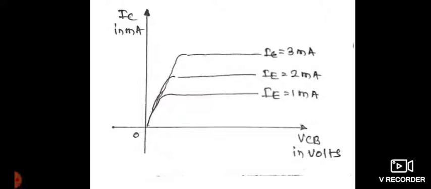Now, if we keep IE equal to 1 milliampere, then as VCB is increased, IC increases up to 1 milliampere and remains constant at 1 milliampere. If IE is kept at 2 milliamperes, IC remains at 2 milliamperes. If IE is kept at 3 milliamperes, IC also remains constant at 3 milliamperes.